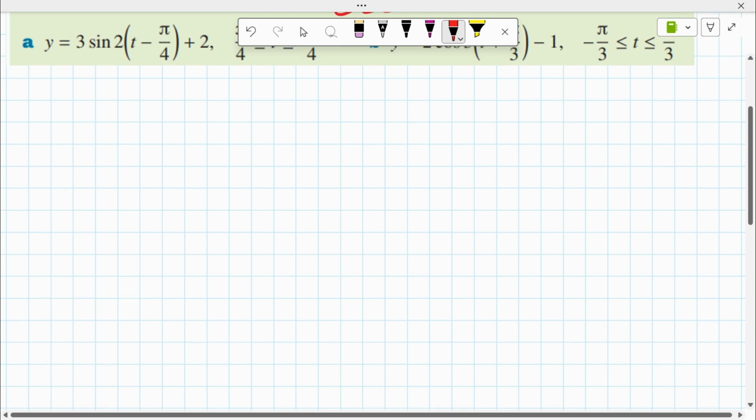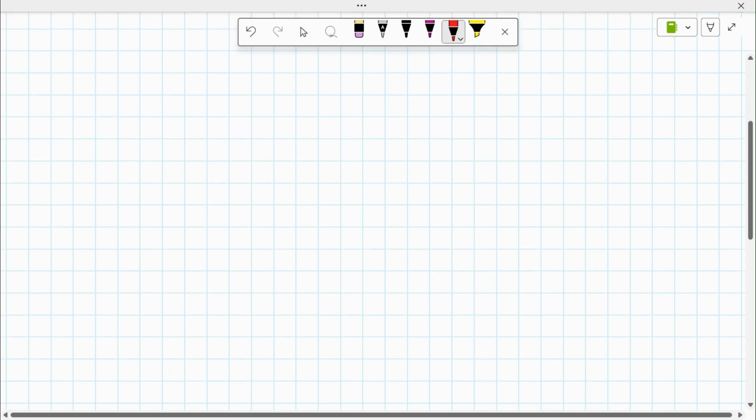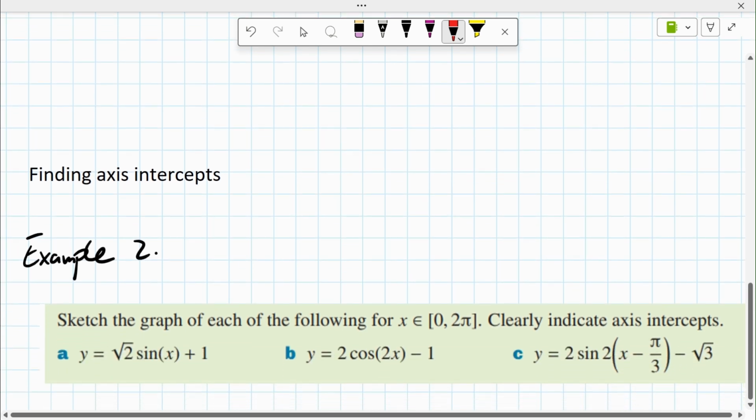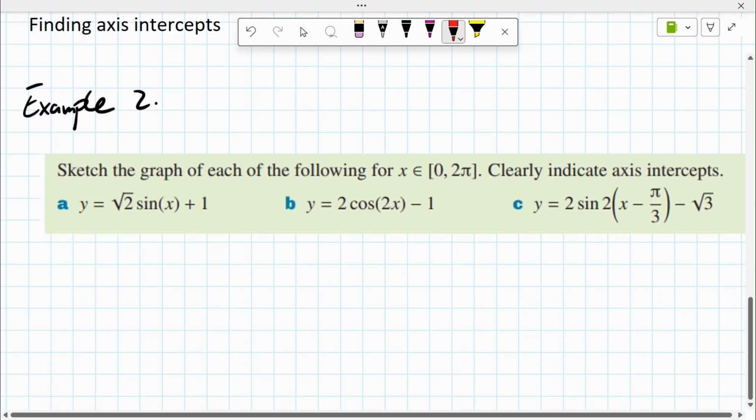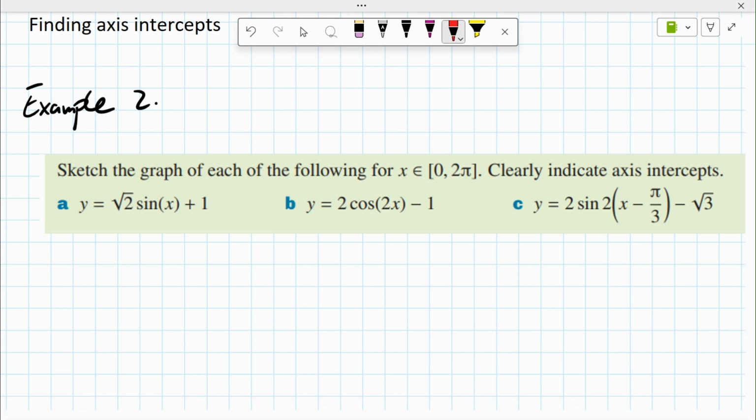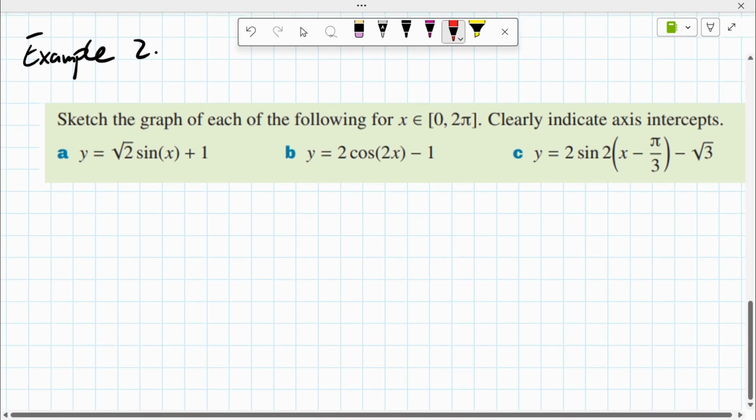I'm going to skip those two questions and jump onto intercept points. Sketching the graph from 0 to 2 pi with a range, we're going to solve these three questions. We're also going to try sketching the graph, and hopefully you understand how to do it. Let's start the first question.